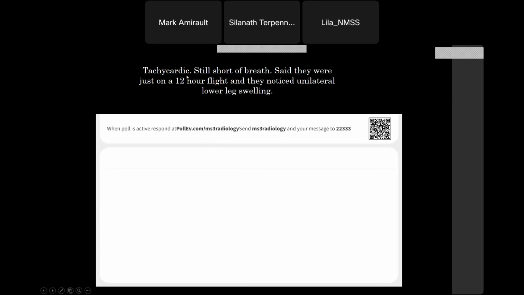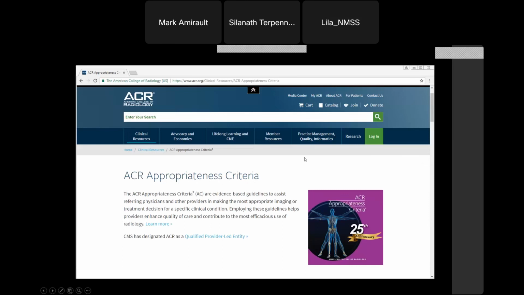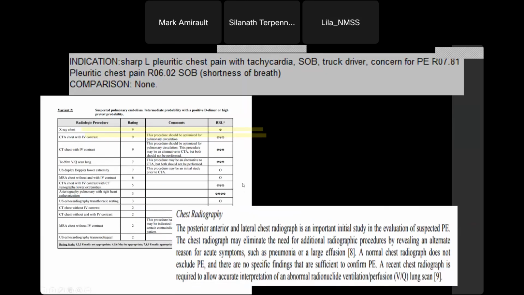But the patient is having a high heart rate. They're tachycardic. They're still very short of breath. And important history is they came off of a 12-hour flight and they have some swelling in one of their legs. So in that case, you're not going to be satisfied with just getting a chest radiograph. It makes you concerned about a pulmonary embolism, because people that are sitting on a plane for a long time are at risk for getting these DVTs in their legs, which can then propagate into their pulmonary arteries in the lungs.